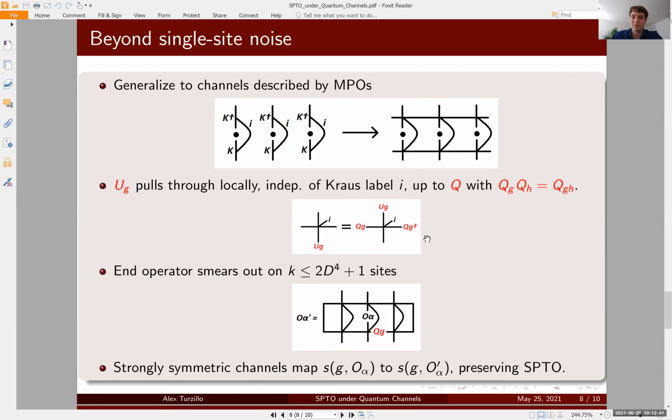One gets a similar symmetry condition there, and using some recent results on matrix product unitaries, one can show that strongly symmetric channels again map string order parameters to string order parameters. The only difference is that the end operators get smeared out a little bit because the channel is not acting precisely on site.